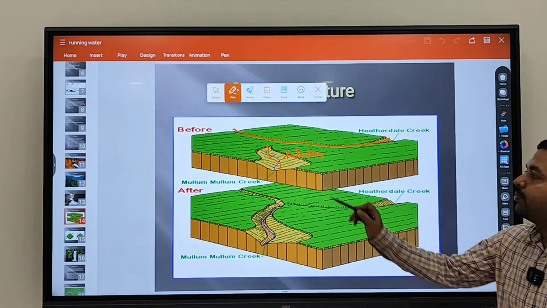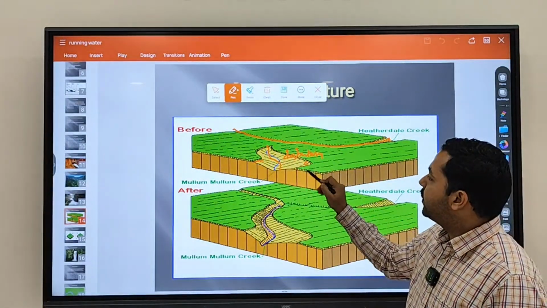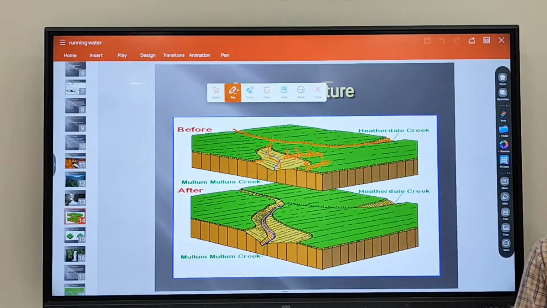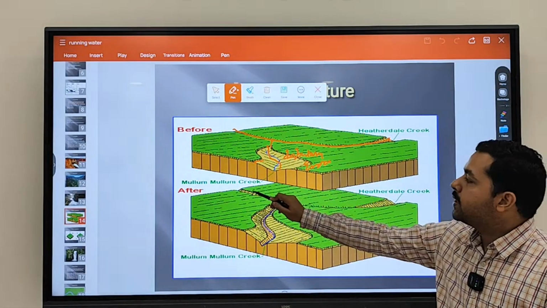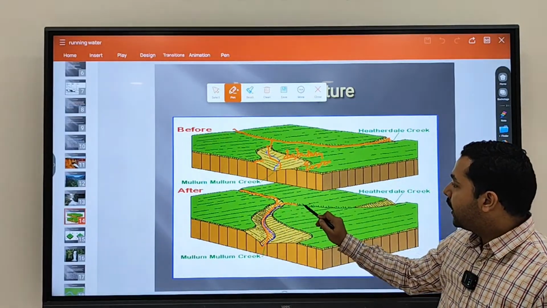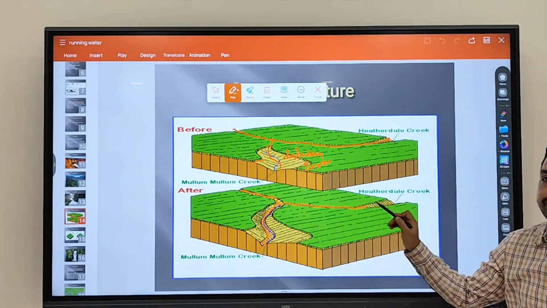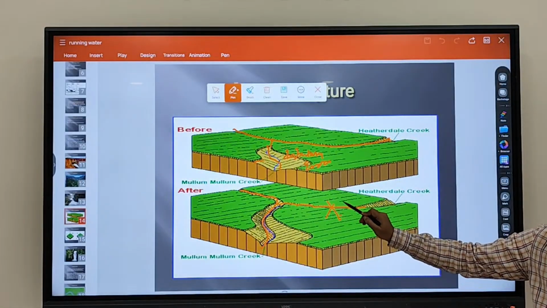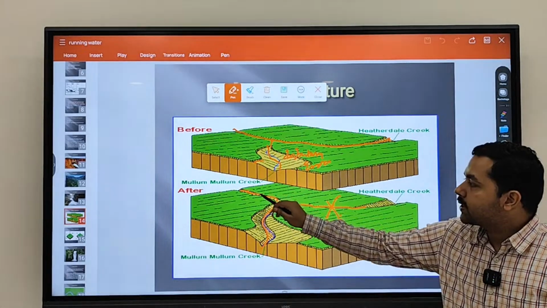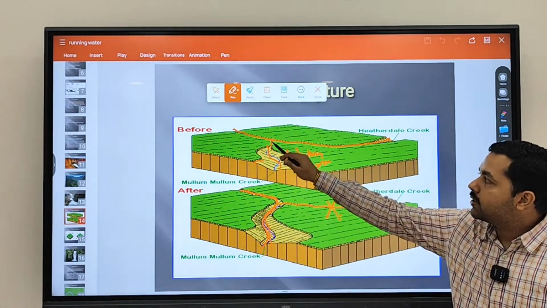Clear? Now this tributary is eroding the rocks and joining the main river. Once it joins the main river, the river changes its course. Now the river is moving like this, and the path through which the river was moving earlier is now abandoned by the river. Now the river started moving through this path, which is the tributary path.